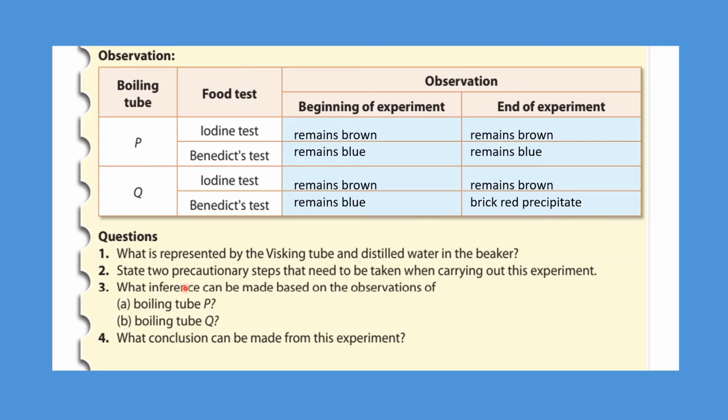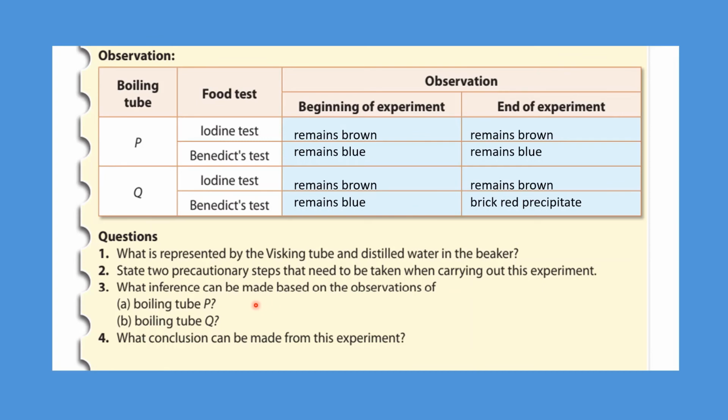Two precautionary steps that need to be taken when carrying out this experiment. Number 1, we need to tie the Visking tube properly. And second, you need to rinse the Visking tube after you tie it, before you insert it into the distilled water in the boiling tube.